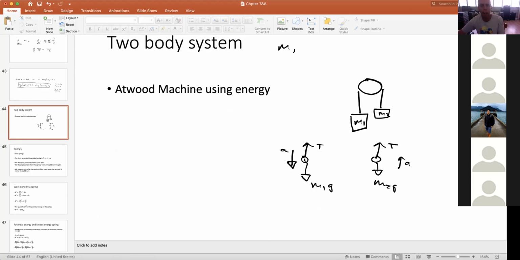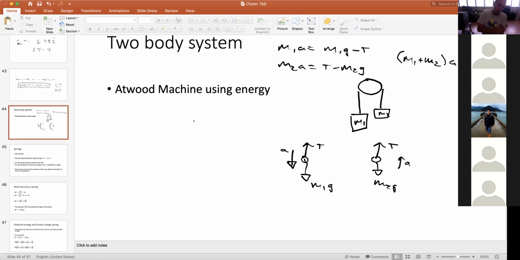And we could have done all this fun stuff where we said, okay, M1A is M1G minus T, and M2A is T minus M2G. Combining these two, I get M1 plus M2 times A is M1G minus M2G, and so on. But we've already seen that we don't have to do all these steps.